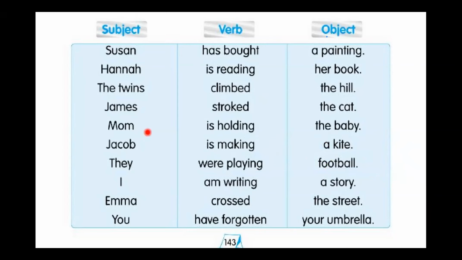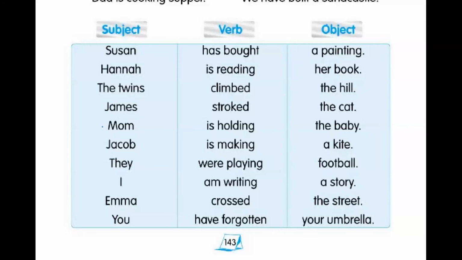Mom is holding the baby. Jacob is making a kite. What is Jacob? It's the name of a person. Yes, name of a person, you are right. But do you know, wait, just give me a minute.